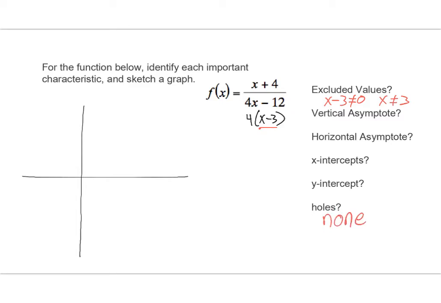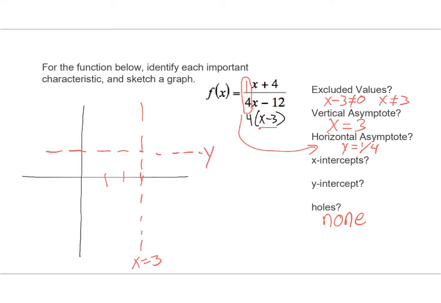Vertical asymptotes is just going to be whatever we have left, and that's going to be x equals 3. And here's my vertical asymptote. Horizontal asymptotes, we've got the same power in the top and the bottom. I'm going to do the ratio of the leading coefficients, and that gets me 1/4. So I'm going to put that one in here. Cool, I like it.